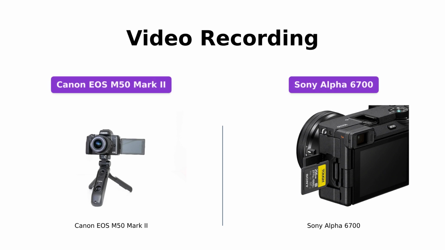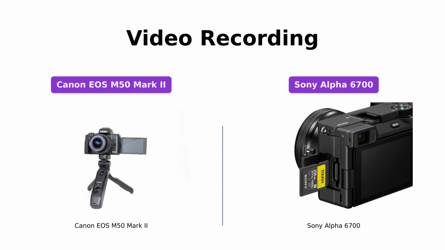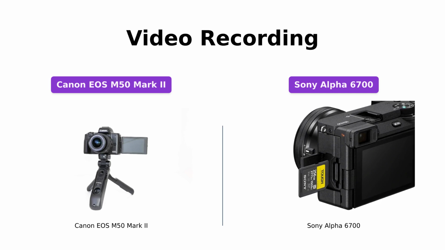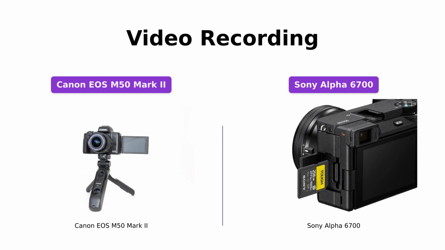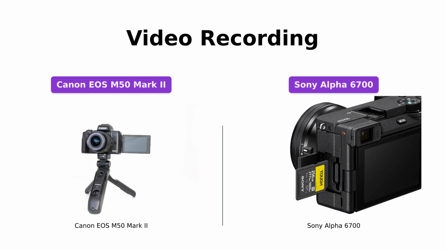When it comes to video recording, both cameras shine. The Canon EOS M50 Mark II supports 4K UHD 24p and HD 120p for slow-motion footage, making it perfect for vlogging and capturing fast-paced action. On the other hand, the Sony Alpha 6700 offers 4K 60p, 6K oversampled 4:2:2 10-bit recording, ensuring professional-grade videos with stunning details. It ultimately depends on your needs and preferences.